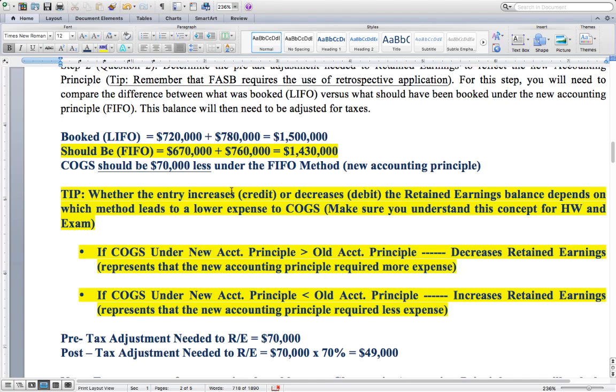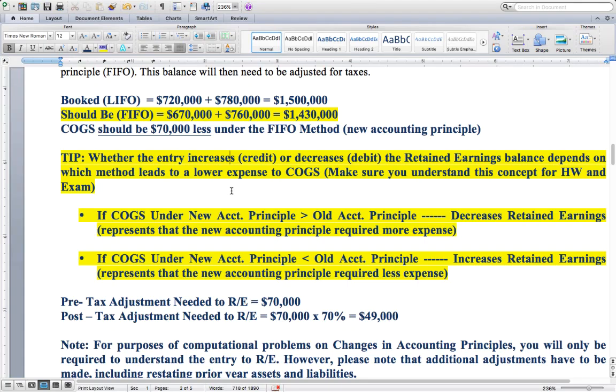Our example is the second bullet point here. If cost of goods sold under the new accounting principle is less than the old accounting principle, this will increase retained earnings because this represents that the new accounting principle required less expense than the old one. Make sure you understand that, and I hope that makes sense, as it's really a comparison of looking at which principle gave you more or less expense, and then determining how that's going to change retained earnings.